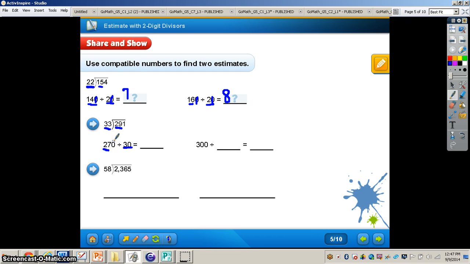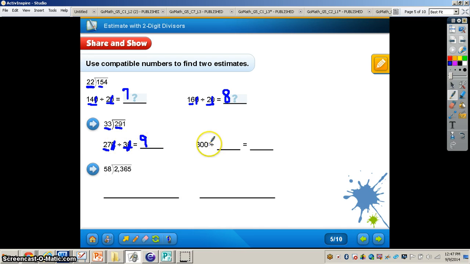Or a close number, I should say, not just the closest. If we're doing 2, we can find the 2 closest, okay? So 27, we change that 29 to a 27, change that 1 to a 0. Now we have 270 divided by 30. If we have a 0 in the dividend and a 0 in the divisor that we can both cross out, we can do that, getting rid of our zeros. And then we have 27 divided by 3 giving us 9.